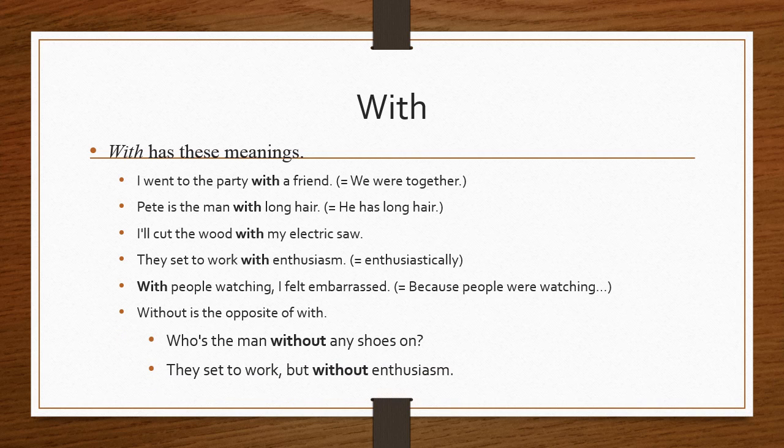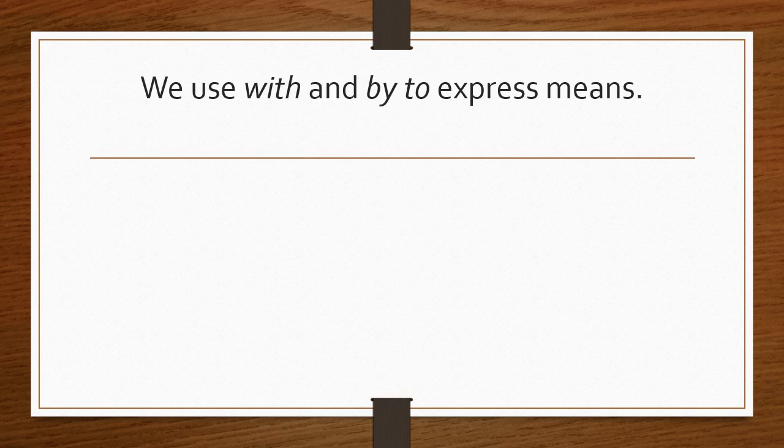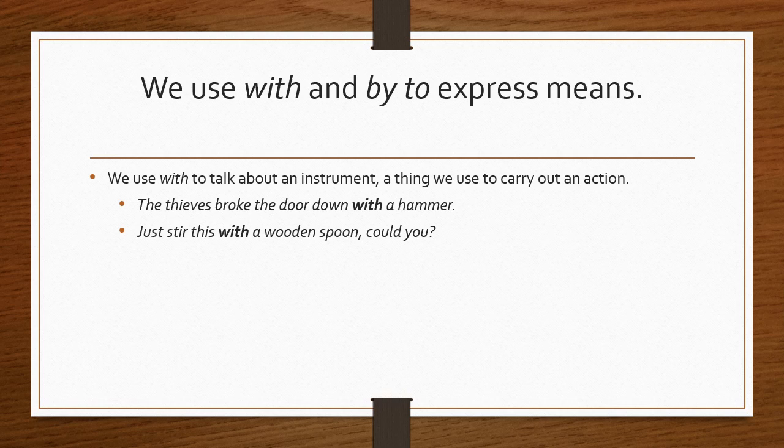Now, without is the opposite of with. Who's the man without any shoes on? They set to work, but without enthusiasm. We use with and by to express the means of travel or usage. We use with to talk about an instrument, a thing we use to carry out an action. For example, the thieves broke the door down with a hammer. Just stir this with a wooden spoon, could you? So here we're talking about an instrument or a thing we use to carry out an action.